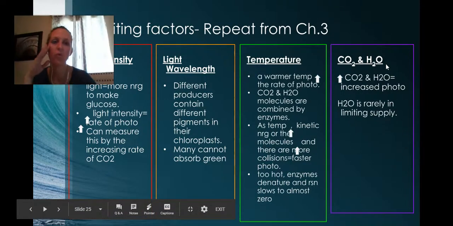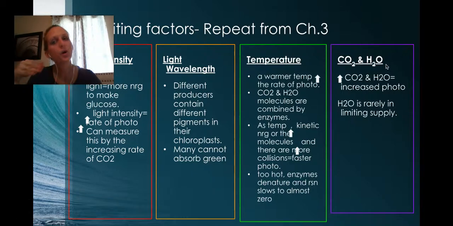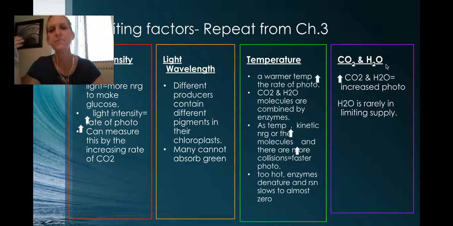And then carbon dioxide and water. Again, if you increase carbon dioxide and water, you're going to increase the rate of photosynthesis. If those things you continue to increase are not causing photosynthesis to go faster, then perhaps temperature is limiting or sunlight was limiting. And so you need to increase those things. And again, water is not an unlimited supply.